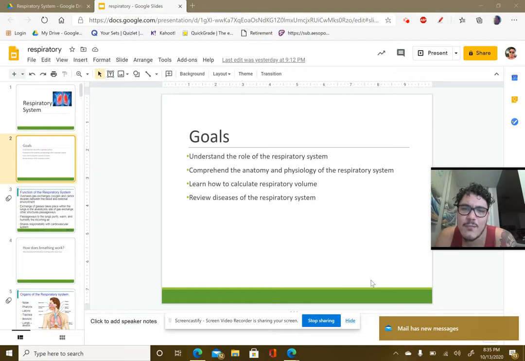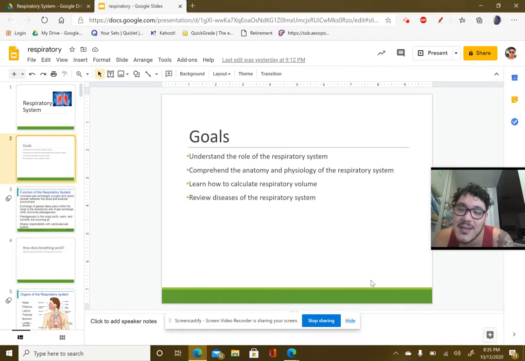Learn how to calculate respiratory volume. I know you might be thinking math, not crazy about that, but it's very minimal level math, nothing crazy in regards to calculus or anything like that. It's basic algebra. And then finally, review diseases of the respiratory system. That's going to be primarily asthma and lung cancer. And we'll also talk a little bit about COVID-19 as well, since it's obviously a major respiratory condition that's affecting people currently.